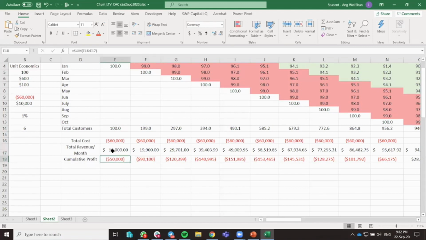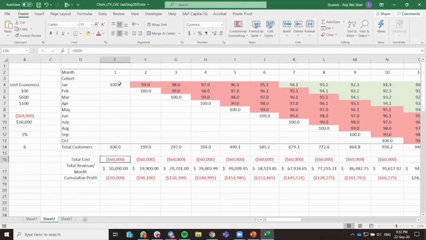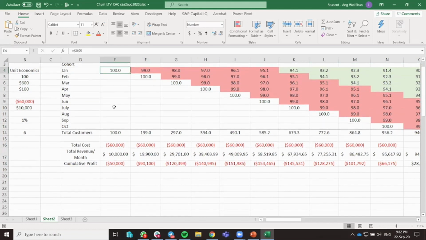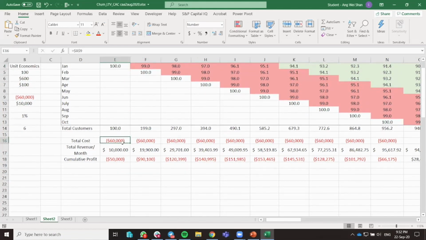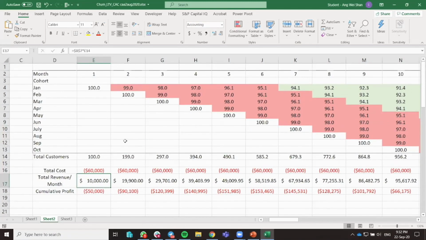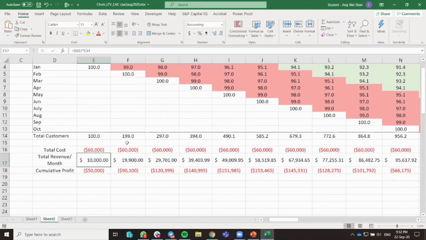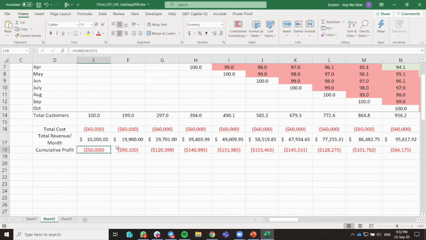So how do I calculate all these profits here? Basically, in the first month, because you acquire your customers for the cohort of January, you spend $60,000 here. After you incur the 60,000 cost, you get your subscription of $10,000 from your customers in your first cohort, the cohort of January. So you still end up with a loss of negative $50,000.